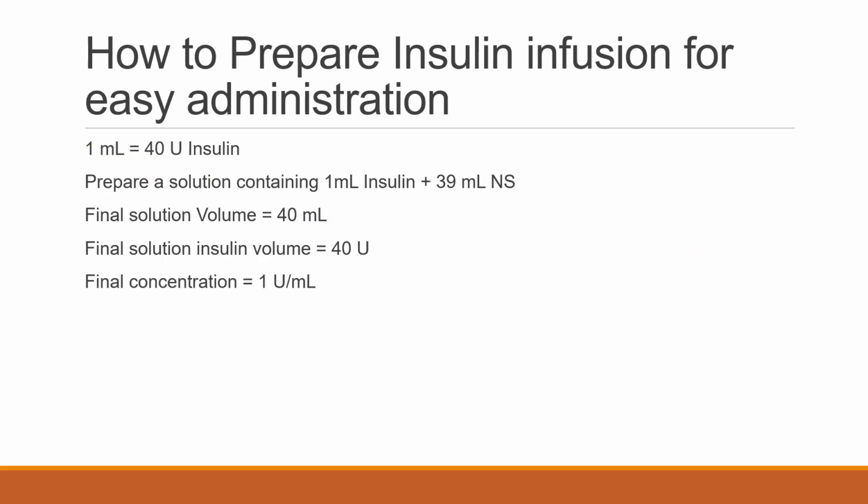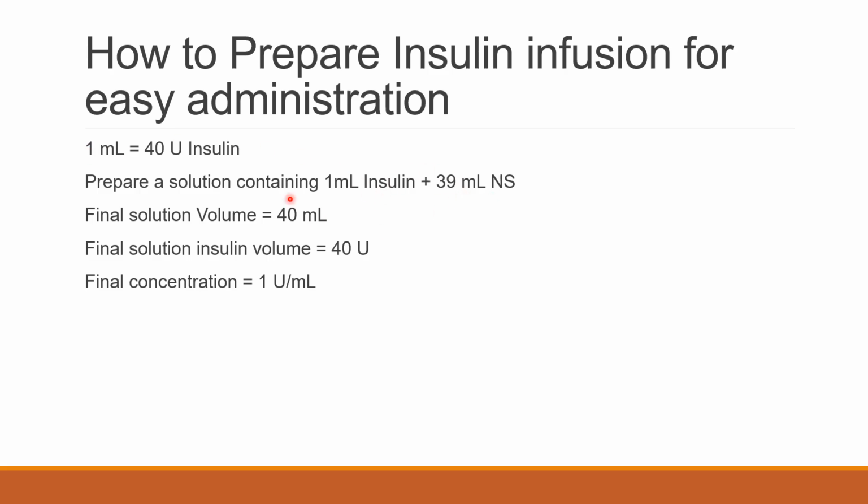So how to prepare the insulin infusion for easy administration? 1 ml of insulin contains 40 units of insulin. So for convenience, we have to prepare the insulin in such a manner that it will be very easy for us to administer. So what do we do? We take 1 ml of insulin and add it to 39 ml of normal saline.